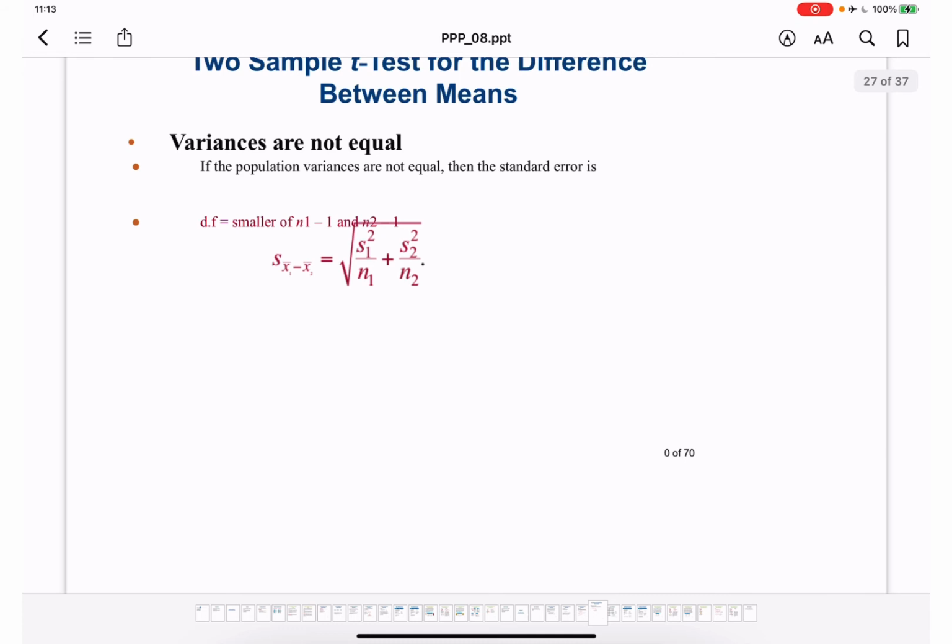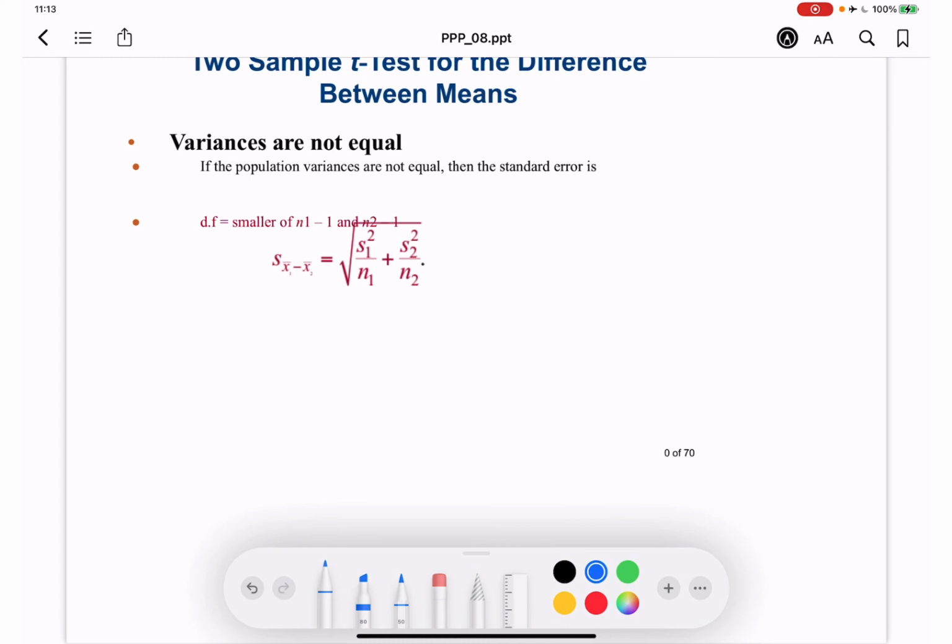So, variances are not equal. This is going to be your formula. Write down this formula for the standard deviation when variances are not equal. And for the degrees of freedom, we are going to take whichever is smaller. So for this case, variances are not equal, sigma 1 squared is not equal to sigma 2 squared. This is how we're going to calculate the standard deviation for the samples.